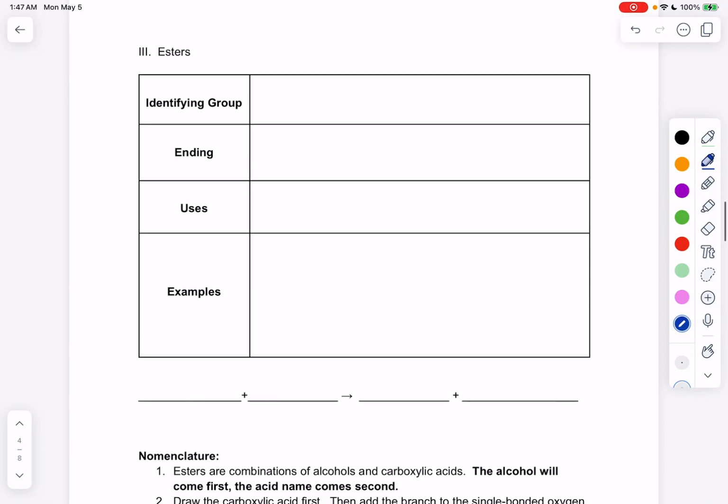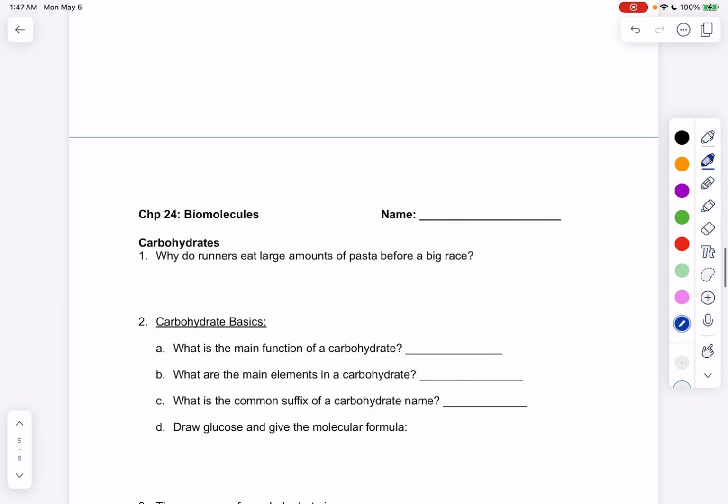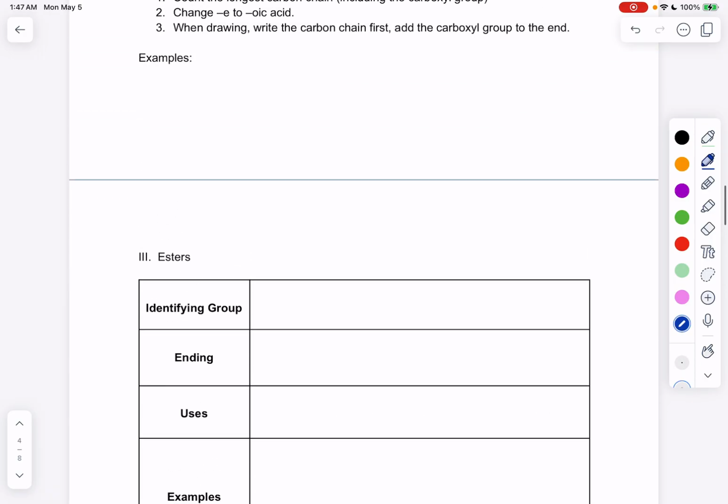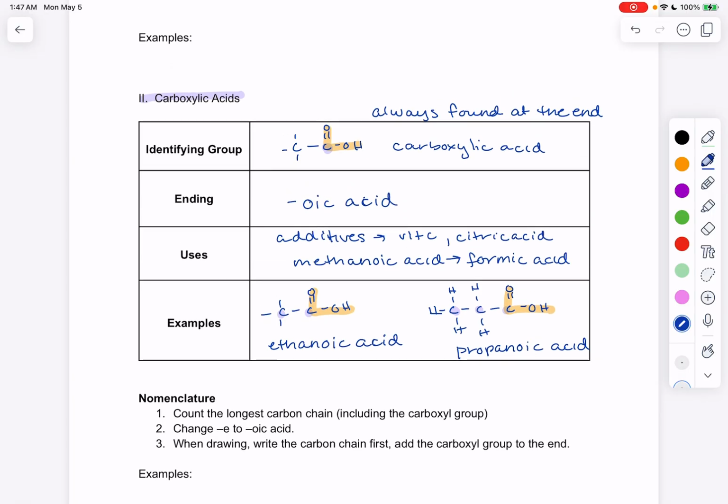We're going to do esters next week, so just hang tight to that. We're going to start biomolecules tomorrow, but tonight you're going to have homework where you have to name some carboxylic acids. I'm going to do a couple more examples on a classwork that I have for you, but other than that, these are pretty easy to name. You just have to figure out which thing you have, a carboxylic acid or an alcohol. All right, I will see you tomorrow.